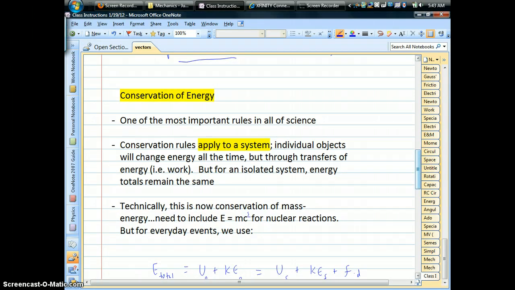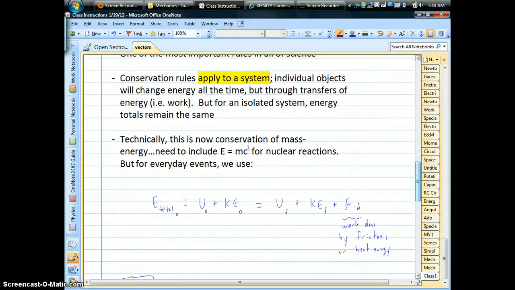Technically, now since we did a little bit with relativity, and don't worry about relativity on the final, E equals mc squared tells us that, in particular for nuclear reactions, conservation of energy by itself, conservation of mass by itself, don't work. So we technically have what we call the conservation of mass energy. And they turn into each other.